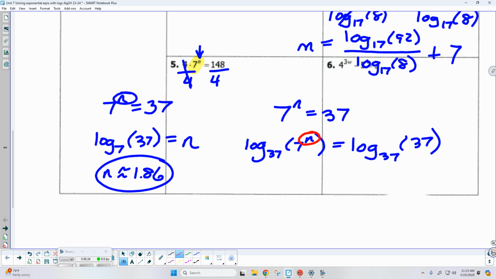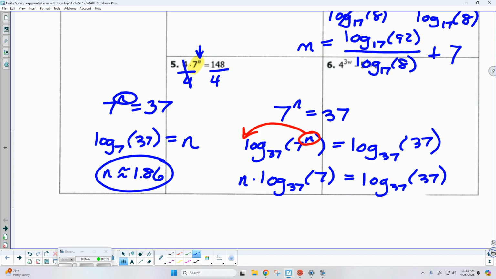Okay. Now, we do have a particular property, because remember, we're trying to solve for n, right? So if I have a power inside an argument, remember, we have a power rule that says I can pull that to the front where it becomes a coefficient. So this is going to be n times the log, base 37 of 7, is equal to the log base 37 of 37. Okay. Well, how would I solve for n?